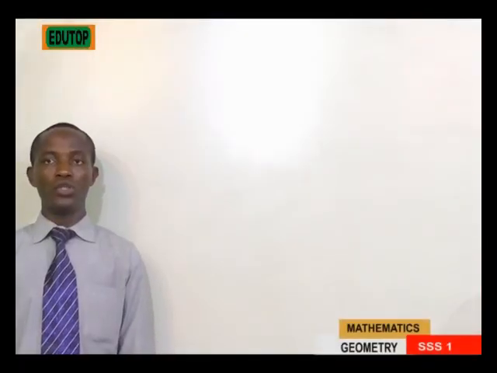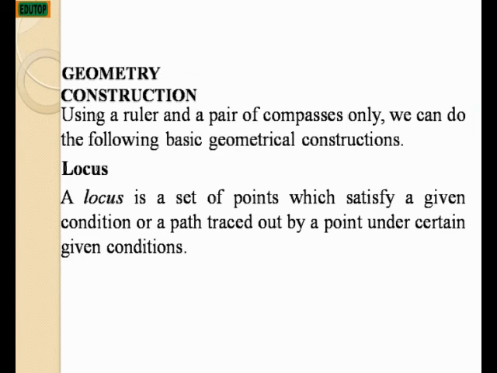Now we are going to be treating geometry. Under geometry we have construction, as we have it here. Using a ruler and a pair of compasses only, we can do basic geometrical constructions, such as constructing angles of 30 degrees, 60 degrees, 120 degrees, 90 degrees, 45 degrees, 75 degrees, and so on. Under construction, we deal with different types of construction, making use of the ruler and the compasses.